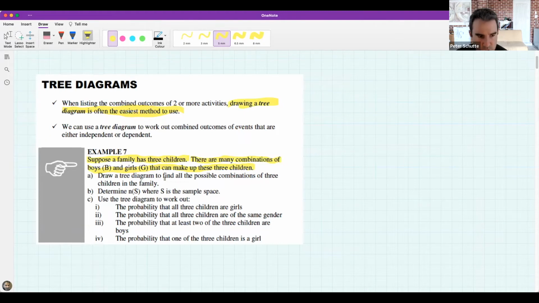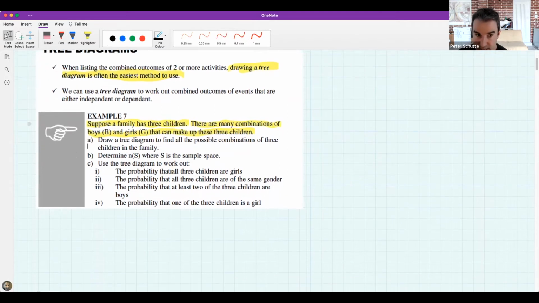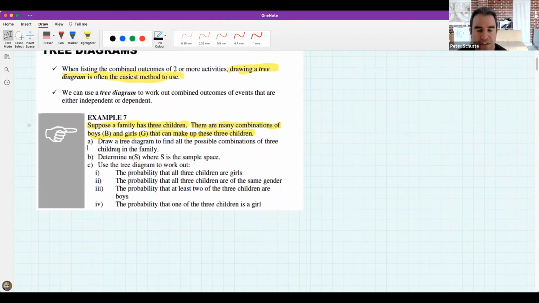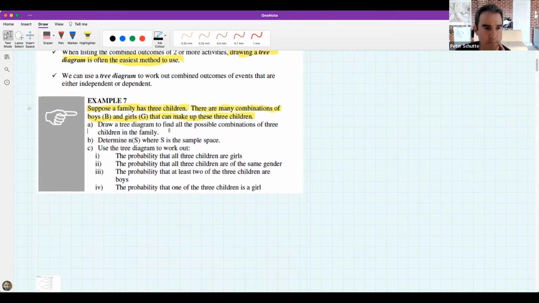So I want you to take a moment and draw a tree diagram as best you can, showing all the possible combinations for 3 children in a family. Okay, so go ahead now and do that. When you've done it, say done. And if you don't know how to do it, just give a thumbs down. So a very basic tree diagram.